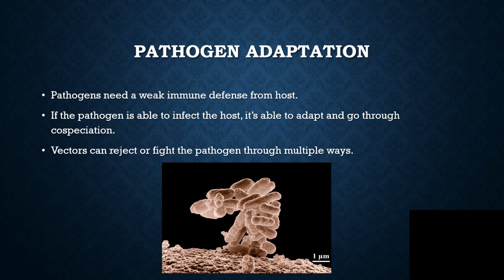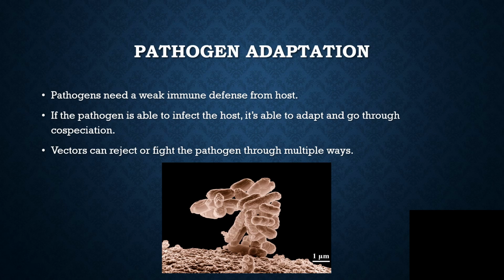Pathogen adaptation. So again, like I mentioned earlier, pathogens can adapt to whatever vectors they try to bind to. It depends on really their immune system. Pathogens need a weak immune defense from the host. So if the pathogen somehow does bypass the immune system of the host, more than likely it's going to be bonding to the host and infecting the host.